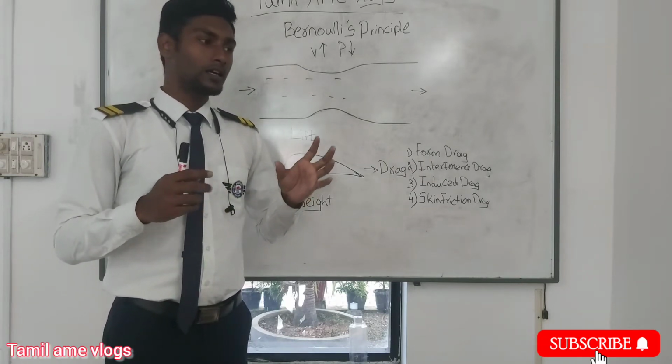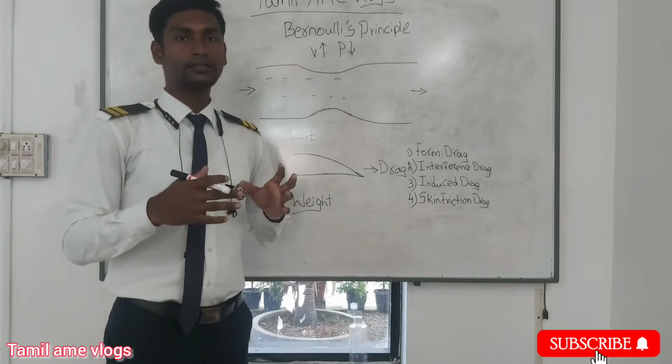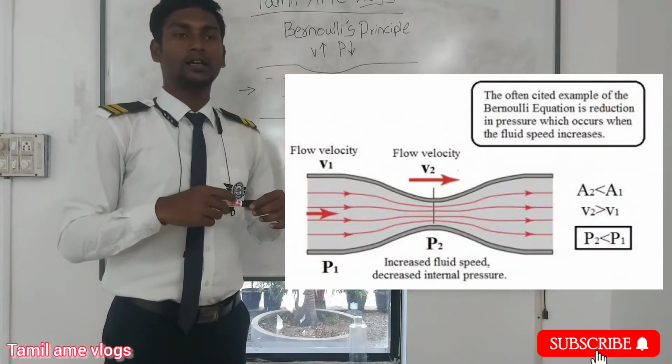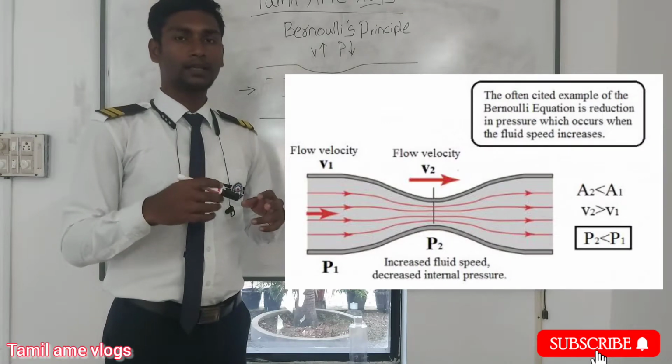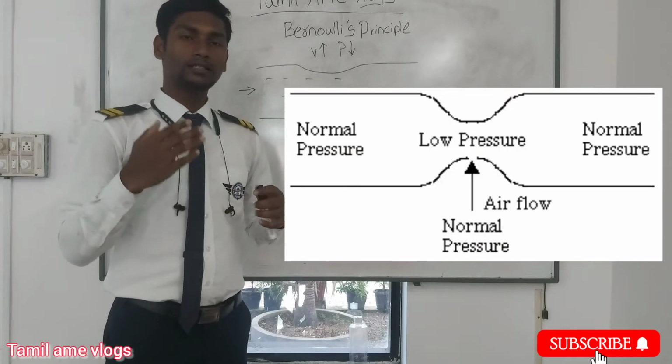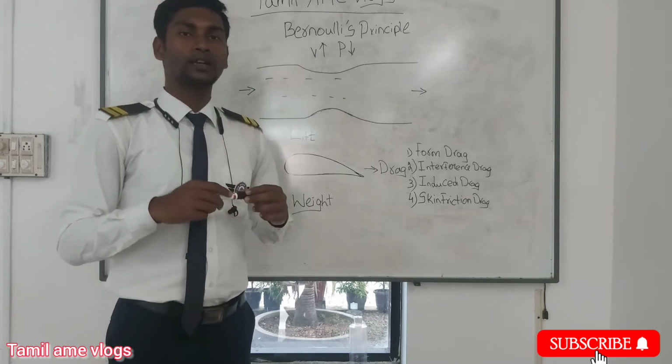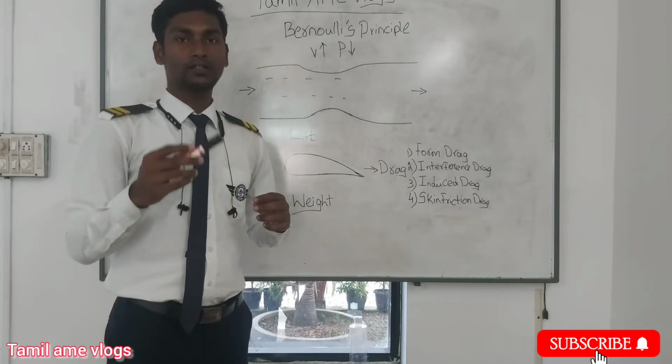Now, how the aircraft are flying means the aircraft are flying on the basis of Bernoulli's principle. Okay, in simple words, Bernoulli's principle means if the velocity increases, pressure decreases. This is Bernoulli's principle, which means velocity and pressure are inversely proportional.